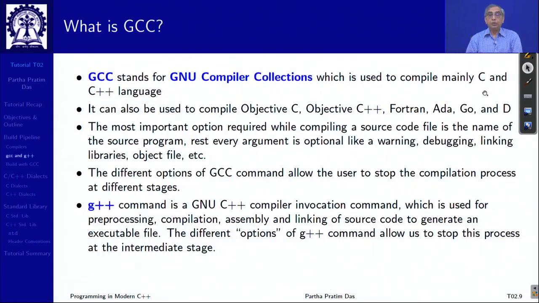So, what is GCC? GCC is the GNU Compiler Collection. It is mainly referred to for C and C++, but there is a huge range of languages for which GCC compilers exist, starting from Objective-C, C++, Fortran, Ada, Go, the new D language and so on. Now, there are different options which will allow the GCC compiler to be controlled at different stages, and that is what we will now take a look at.